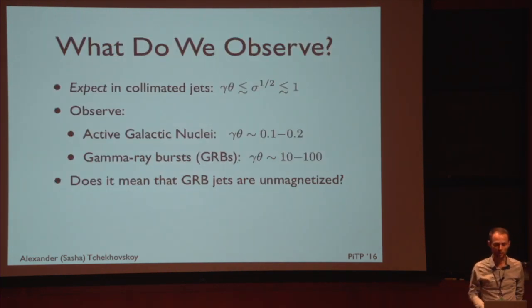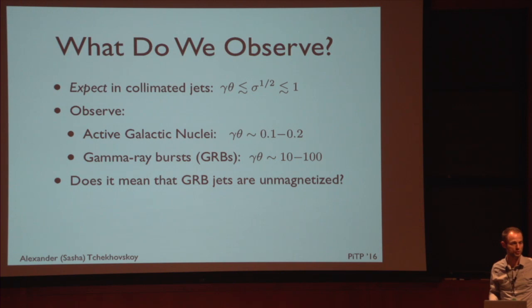So how does our model fare with the observations? In collimated jets, we expect that the product of Lorentz factor and opening angle is sigma to the 1/2, and maybe less than order unity if the jets are efficiently accelerating. In active galactic nuclei, we observe that the product is 0.1 or 0.2. So big check, it means that we win. But in gamma ray bursts, this product is huge. It can be 10 or 100. So something is really wrong in the case of gamma ray bursts.